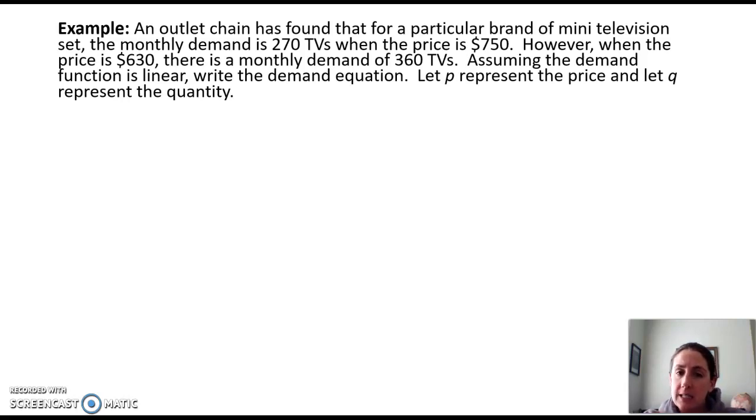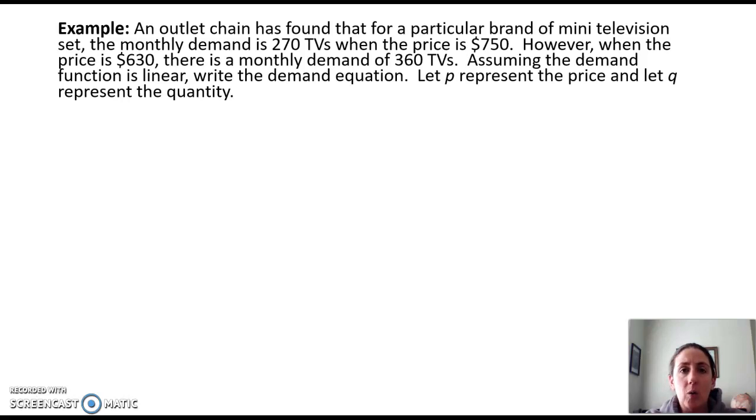Assuming the demand function is linear, again, your y equals mx plus b type thing, write the demand equation. But we're going to let P represent price and Q represent quantity. Q here is the independent variable. The quantity is going to tell you what you want to use as your price. So your price depends on your quantity. So your quantity is the independent variable and your price is the dependent variable. So instead of y equals mx plus b, it's going to be p equals mq plus b. So your q takes on the role of x and your p takes on the role of y.